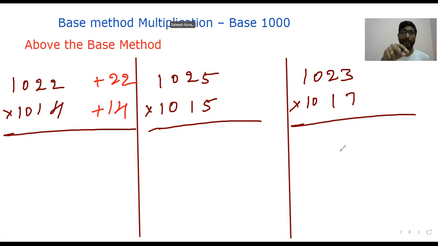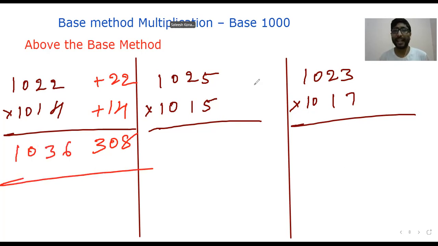308. How I got it, I cannot explain now because that is a different concept. I'll tell you in the live classes. But for understanding the procedure, I'm explaining. Okay, 308 and cross addition, 1022 plus 14, 1036 is the answer. Please check with the calculator.